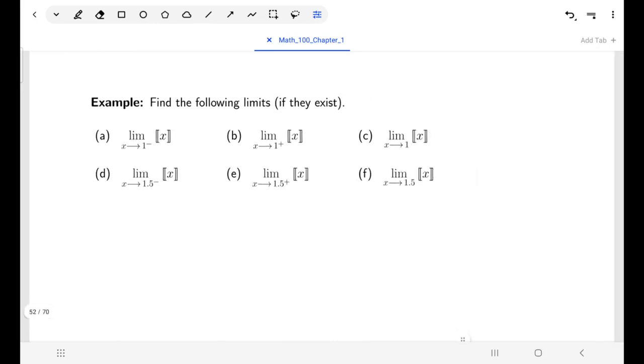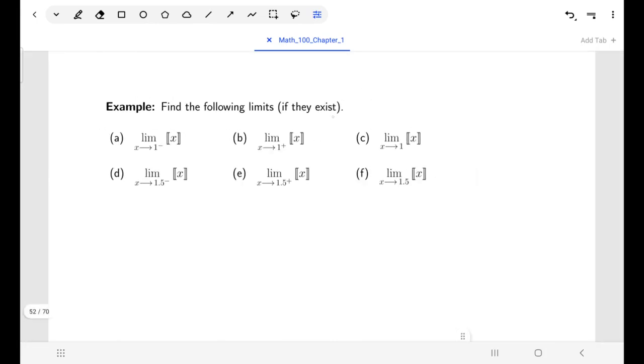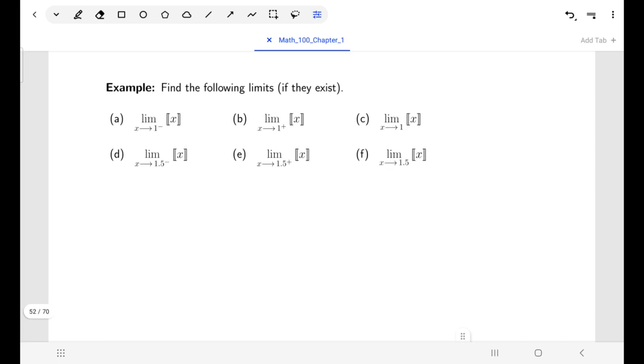So for this, if we're looking at the limits, if they exist, for this function, we want to look at the limits as we're approaching 1 from the left, from the right, from both sides. What happens as we approach 1.5 from the left, from the right, from both sides? For this one, we can do this by drawing a graph. That might be a little bit helpful for you.